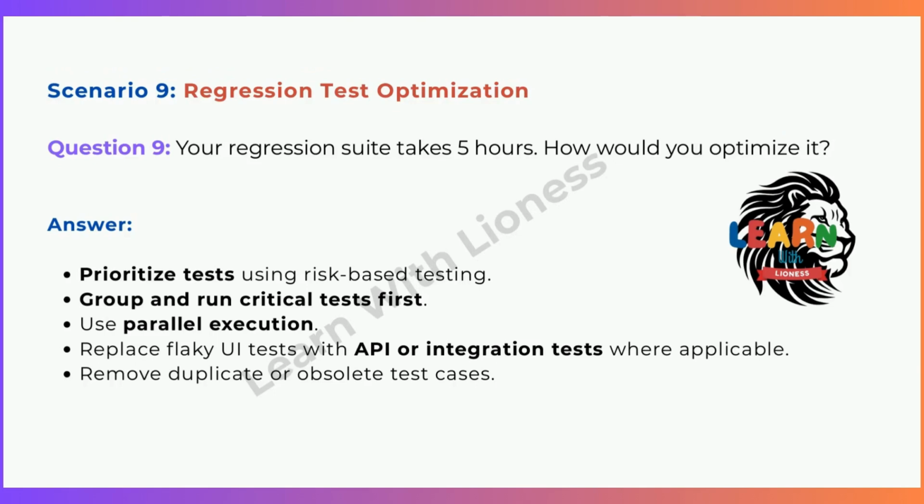Scenario 9. Regression test optimization. Question 9. Your regression suite takes 5 hours. How would you optimize it? Answer. Prioritize tests using risk-based testing. Group and run critical tests first. Use parallel execution. Replace flaky UI tests with API or integration tests where applicable. Remove duplicate or obsolete test cases.